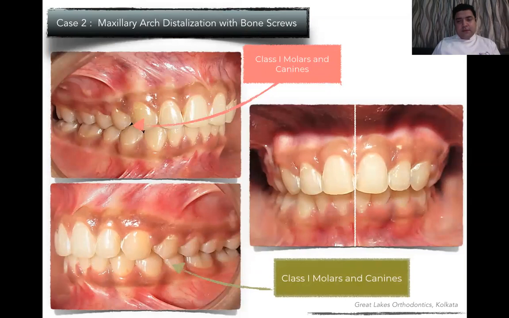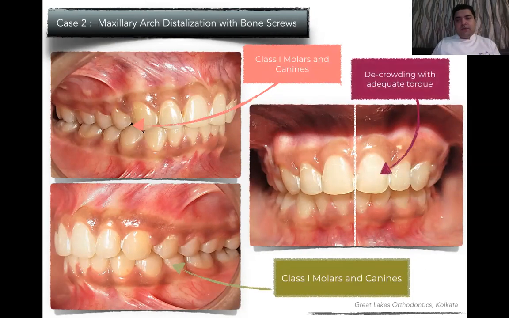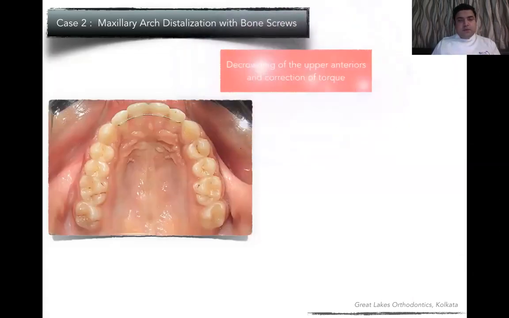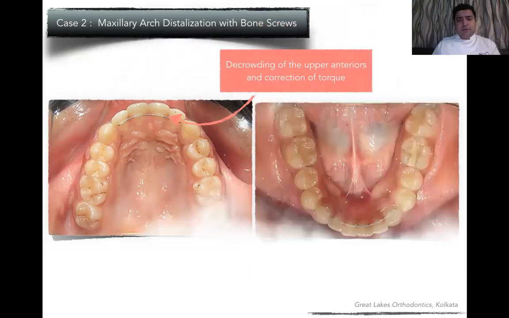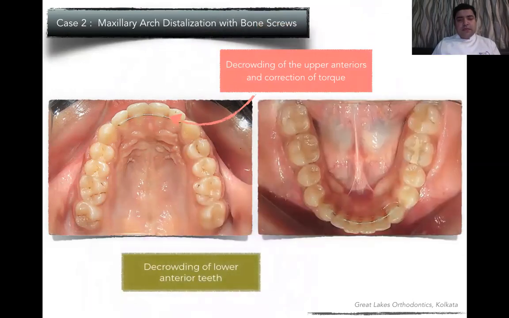And if you look into that, there is a midline which is perfectly coinciding. The lower midline is slightly shifted to the right by about 0.5 millimeters, but that's well within acceptable limits. So we have got good decrowding of the anteriors, upper anteriors, and also got good amount of torque. The patient's oral hygiene was not too great, so you see a little bit of white spot lesions in this case. So what did we achieve on the occlusal perspective? We got decrowding of the upper anteriors and correction of torque of the upper anteriors. You can see that we have placed a bonded lingual retainer both in the upper and the lower arch. So the decrowding of the lower anteriors was also done.